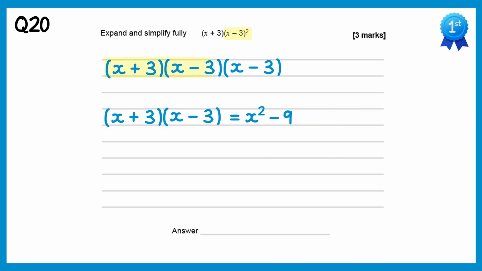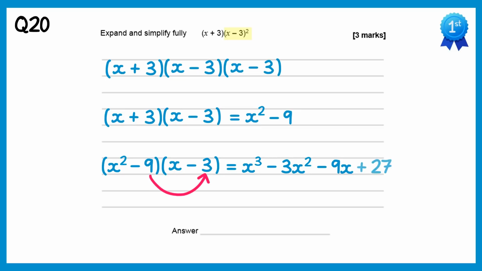So we know these first two brackets here are equal to x squared minus 9, we just need to multiply by the last bracket here, x minus 3. We can use FOIL for this again, so x squared times x is x cubed, x squared times negative 3 is negative 3x squared, negative 9 times x is negative 9x, and negative 9 times negative 3 is positive 27. And this turns out to be your answer, there's no further simplification needed.